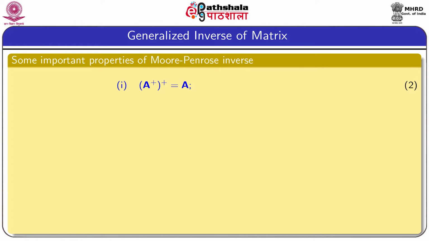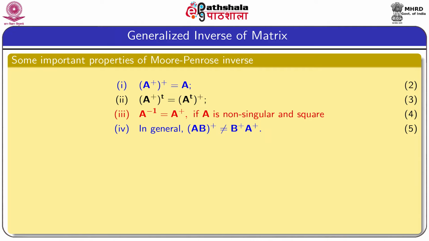Now, we introduce some important properties of the Moore Penrose inverse. The first one is A plus of A plus equal to A, that means the Moore Penrose inverse of the Moore Penrose inverse of a matrix is equal to the same matrix. This is similar to the conventional matrix inverse. The second property is that the transpose of the Moore Penrose inverse is equal to the Moore Penrose inverse of the transpose of the matrix A. This is also the same as in the conventional matrix inverse.